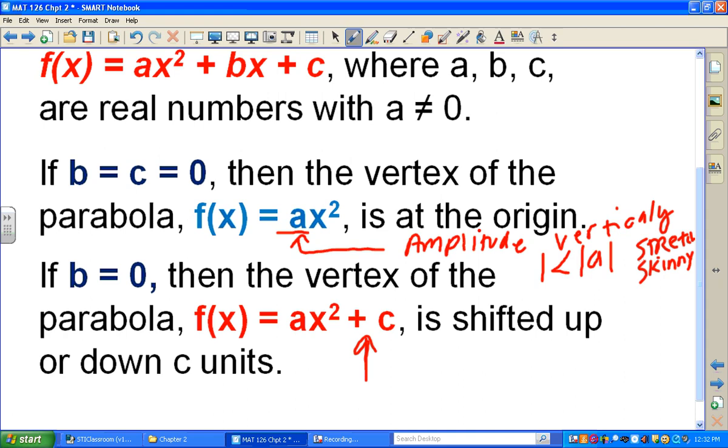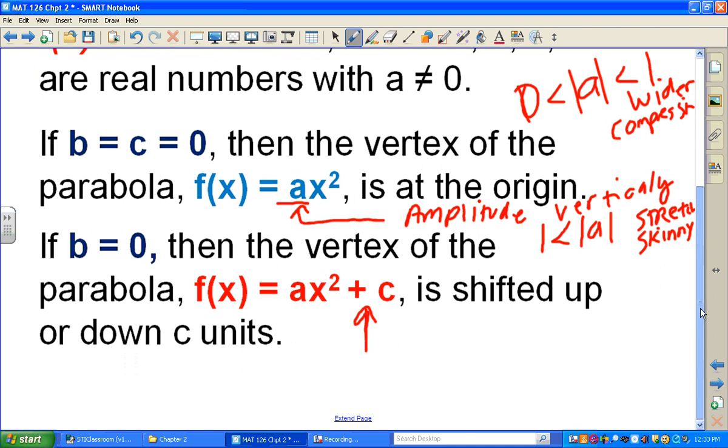If a is a fraction, if a is between 1 and 0, I'm using absolute value right here because we'll talk about the negative in a minute. If it's a fraction, it's going to be a lot wider. And we did that the other day with our graphs. It's going to be wider, or it's also known as a compression, a vertical compression. Okay? So that's what a tells you. It's also at the origin if there is no b or c, but that's kind of boring.